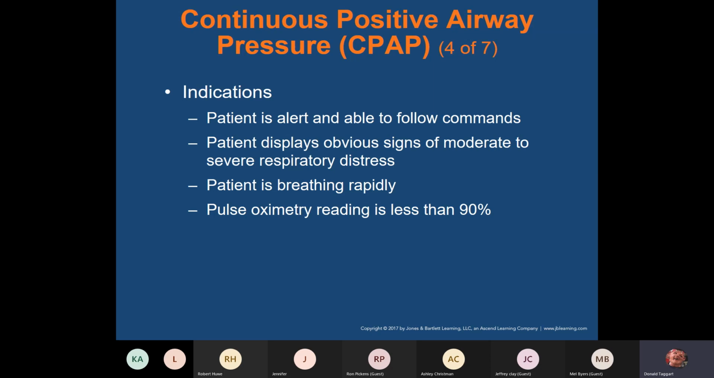So when to put this on, guys, people have to be able to breathe on their own. This isn't something that you put on if someone's not breathing or not breathing very well. They have to be conscious. They have to be able to clear their airway to wear this.